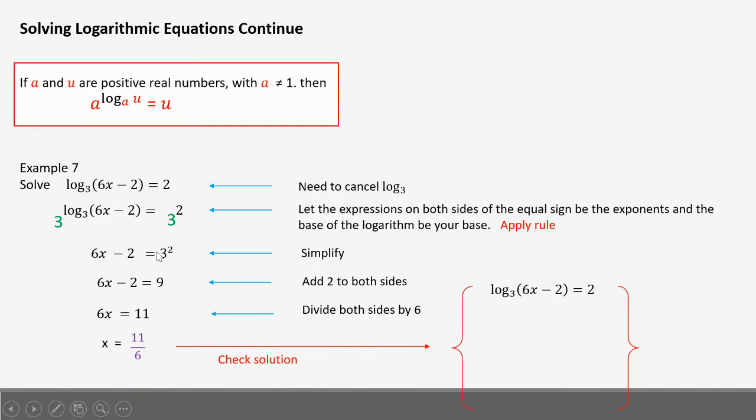Right, so this is my original: the log base 3 of 6x minus 2 equals 2. So here's where I'm going to plug in the 11 over 6, which was in purple here, the answer. I plug it in here. You notice, if you multiply 6 times 11 over 6, the 6 cancels, right? So I'm left with log base 3 of 11 minus 2, which is log base 3 of 9, equals 2.